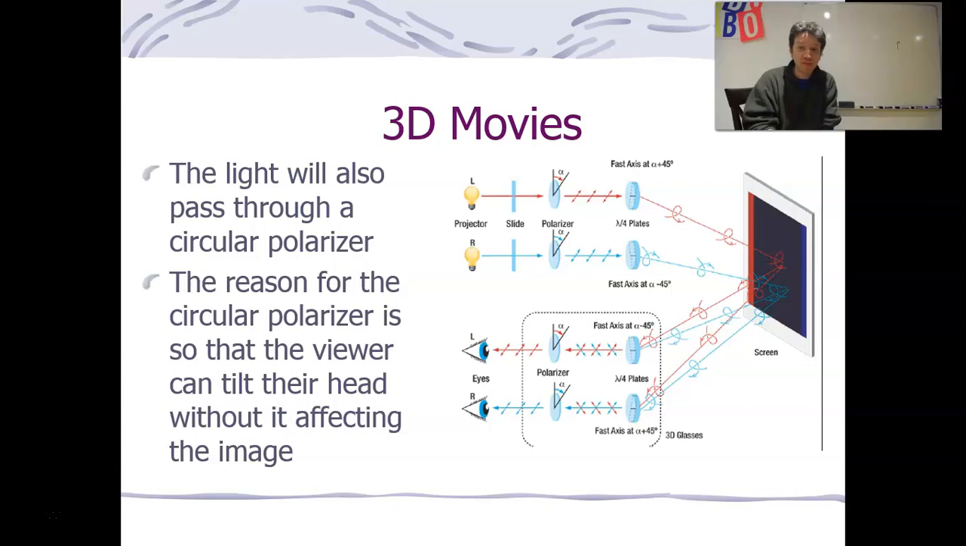So same thing, we have two cameras. And then what those cameras do is you can project it, but one will project horizontally polarized light and the other vertical. And then your glasses are horizontally polarized and vertically polarized. One lets light through from one camera, one lets light through from the other camera. And it sort of gives you the idea of 3D.